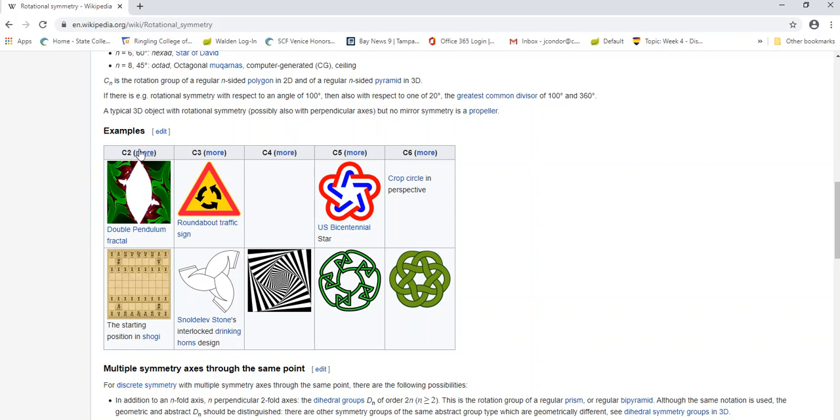So this has C2, what they call C2. And then C3 would be, again, this would take three turns to get it back to the original, three 120-degree turns. Now, each time you turn it 120 degrees, it looks exactly the same as the way it started. And again, so you have 4 and 5 and 6 and so on all the way up.